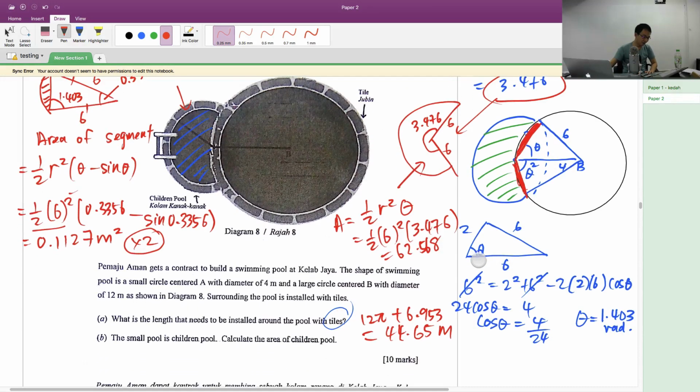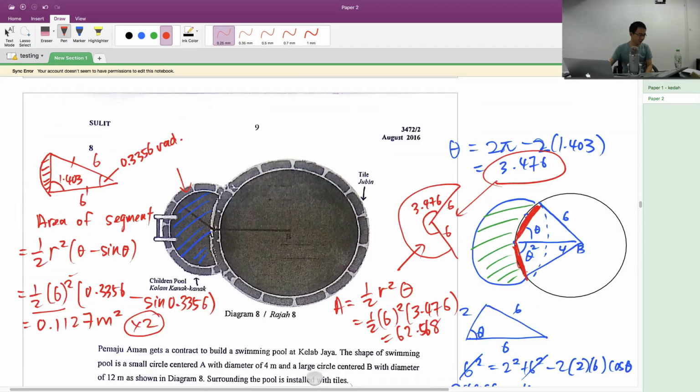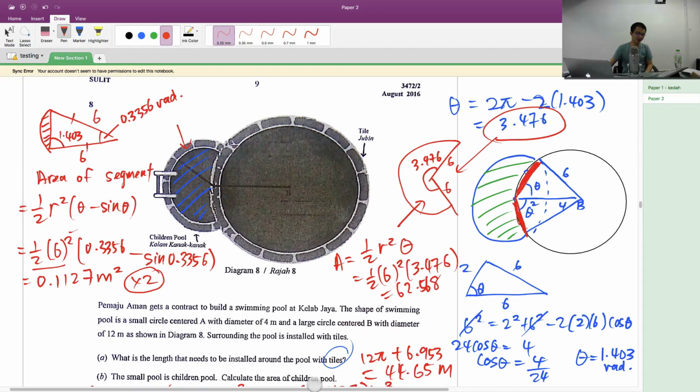Alright, so in order to minus the whole segment, I will say area of pool equals to 62.568 meters square minus 2 multiply 0.1127 meters square. Then you should be able to get the correct answer. It will be 62.343 meters square.